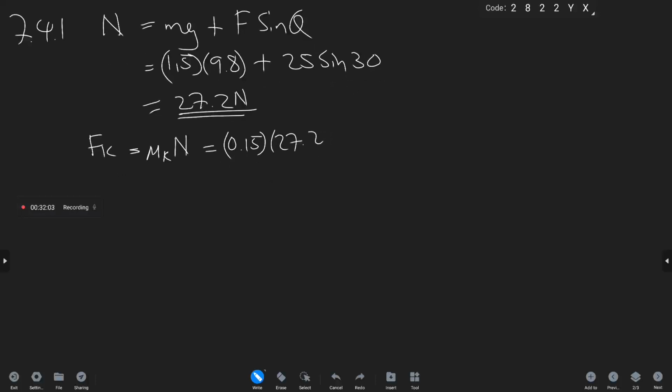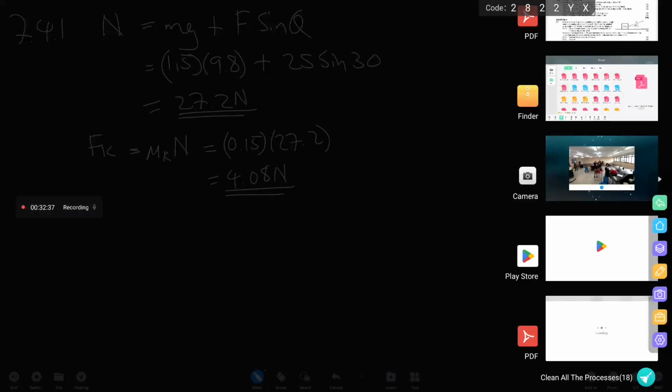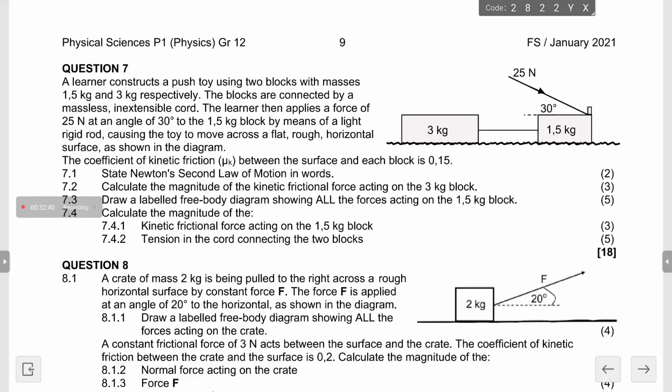And then if you again punch that into your calculator, the answer must be equal to 4.08 newtons. So that's the magnitude of the kinetic frictional force acting on the 1.5 kg block, which I think is simple and straightforward. Having applied the first and the third scenario in the ones that we discussed, we'll go back again and see what the next question is about.